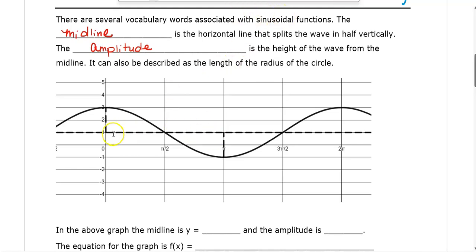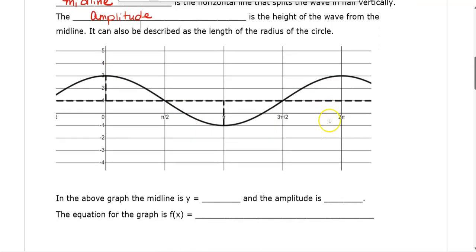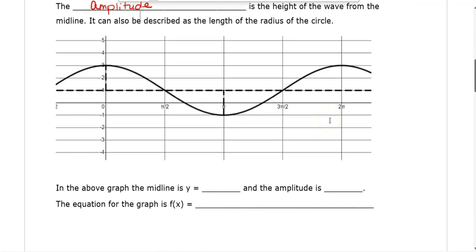All right, so I have this graph right here, and now it says in the above graph, the midline is y equals. So let's look. The midline is going to be this little dashed line that we can see right here. That's what the midline is. So the equation is going to be y equals, and if you notice right here, it's a horizontal line. A horizontal line is always going to be y equals, just like a vertical straight up and down line would be x equals. So it's going to be y equals 1.